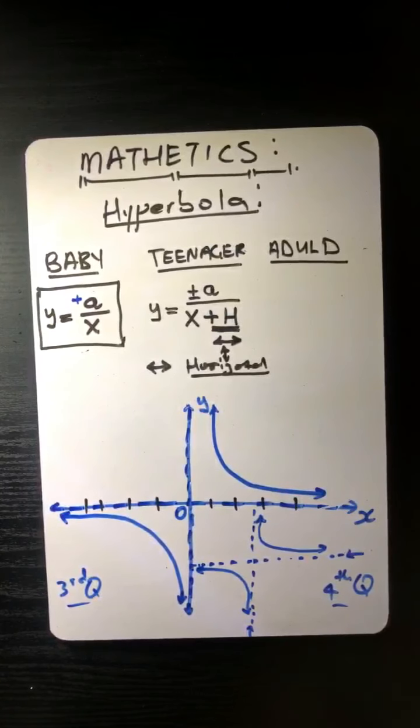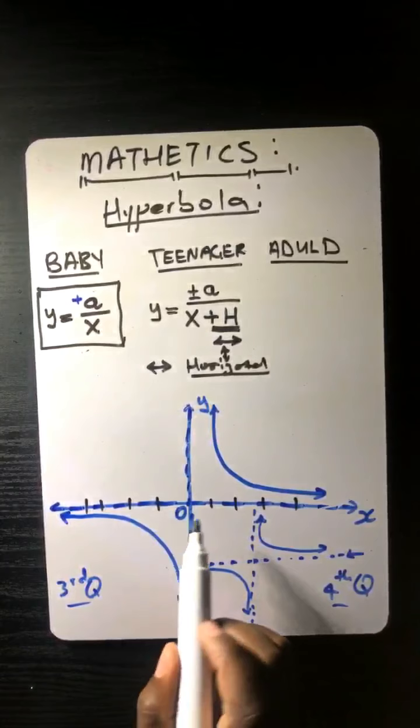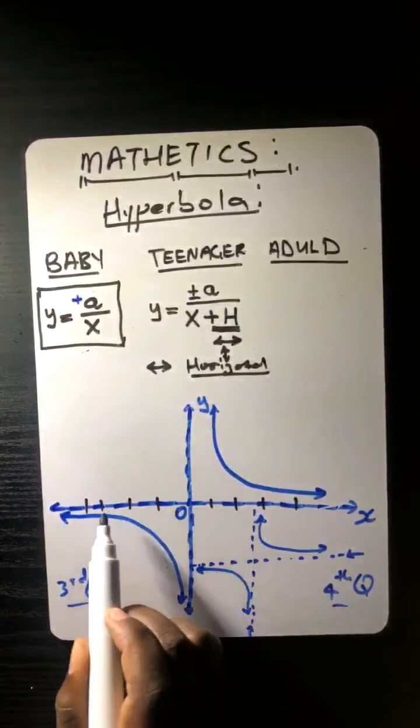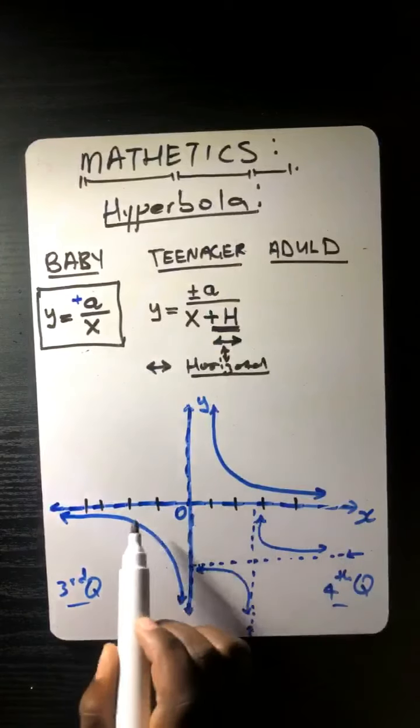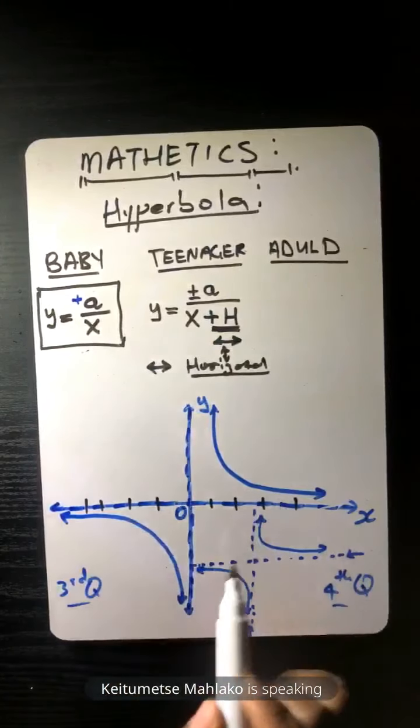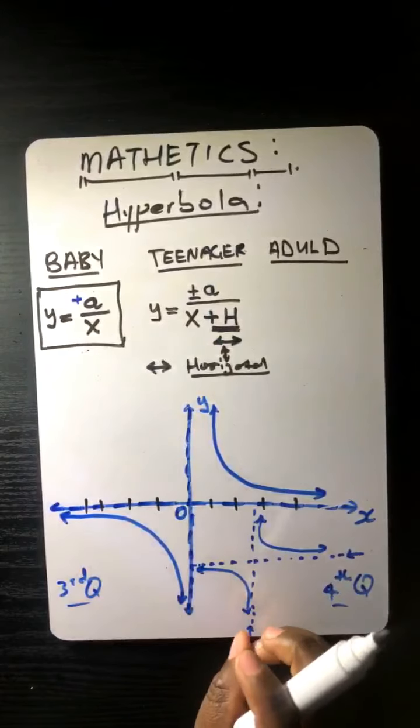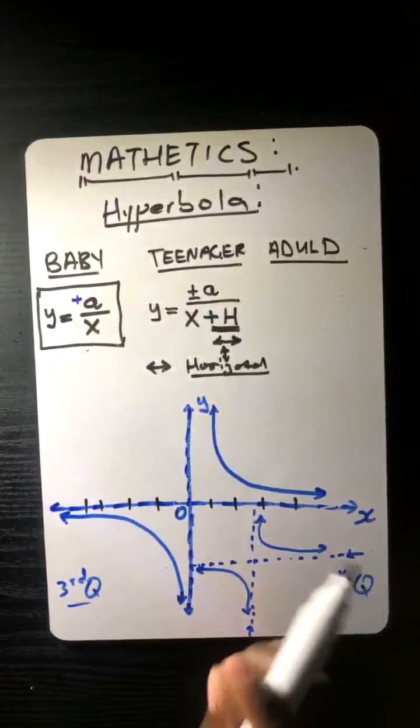Okay, so do I shift it to the right or to the left? To the left. I mean to the right. By how many units? 2 units. Okay.